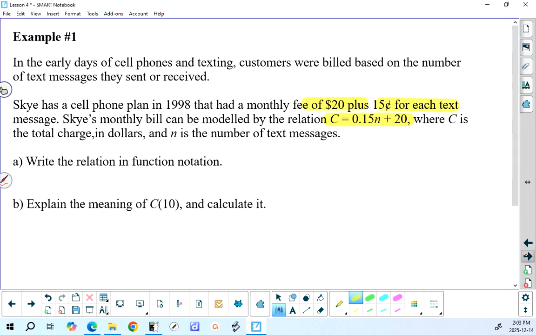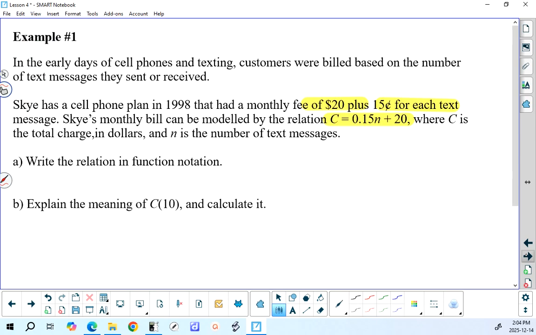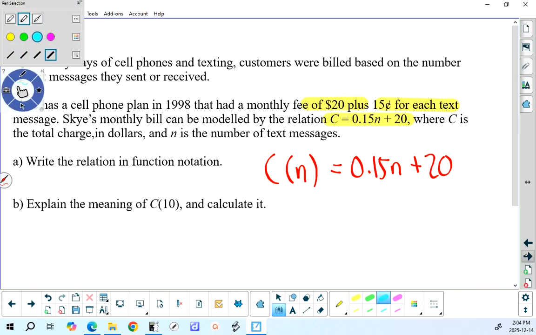N is the number of text messages, C is the total charge. A, write the function or the relation in function notation. Well, we're just going to write C of n equals 0.15n plus 20. And I'll tell you right now that there's absolutely zero difference between the meaning of this and the meaning of what's highlighted in yellow. They mean the exact same thing.